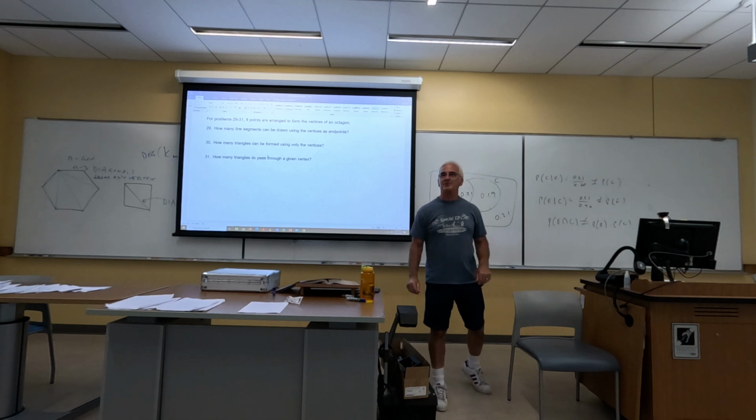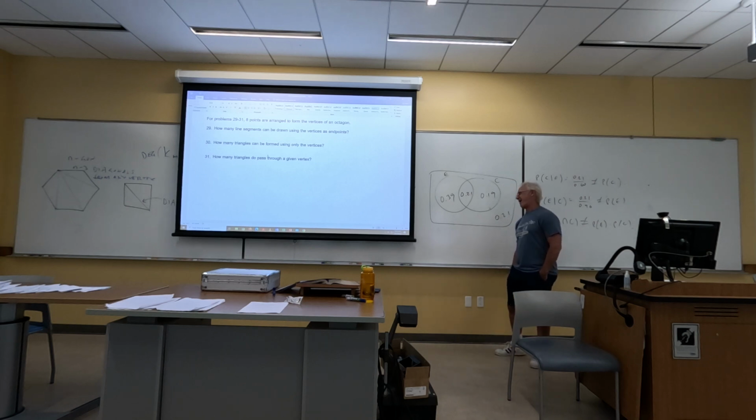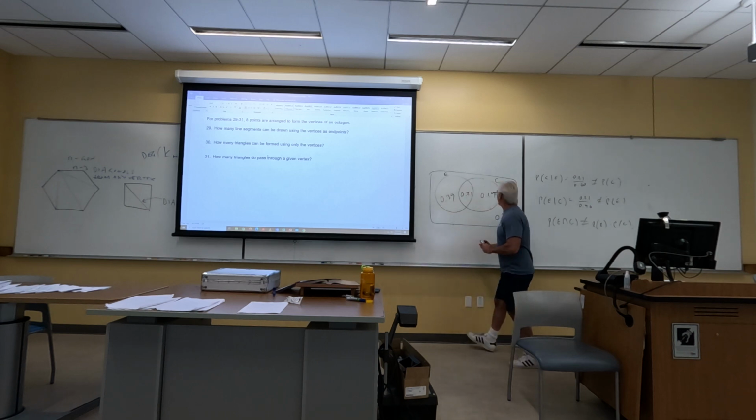So how many line segments could I draw exactly? 8 vertices, and from each vertex I can draw 7 line segments. So what's the answer? Is it simply 8 times 7? It's 8 times 7, right?